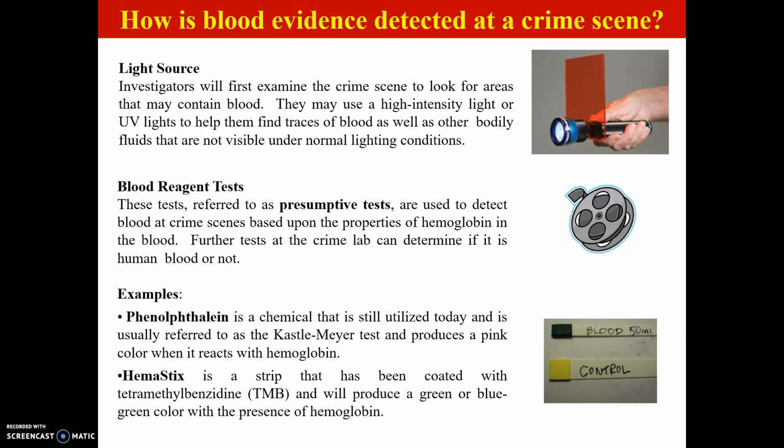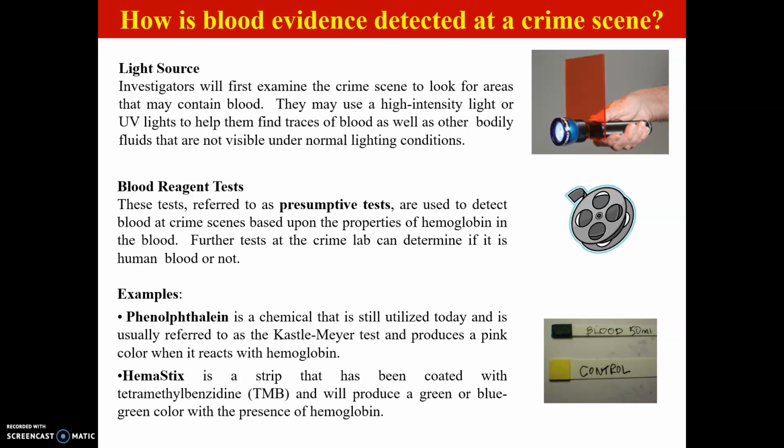So when we're talking about blood reagent tests, just like when we did drugs, right, there were presumptive tests and then there were confirmatory tests. So there are several presumptive tests that are going to be used to detect blood at crime scenes, and they're going to base it on properties of hemoglobin in the blood. If you remember from the beginning of our unit, hemoglobin basically has an iron component in the blood. So that is what these presumptive tests are testing for.